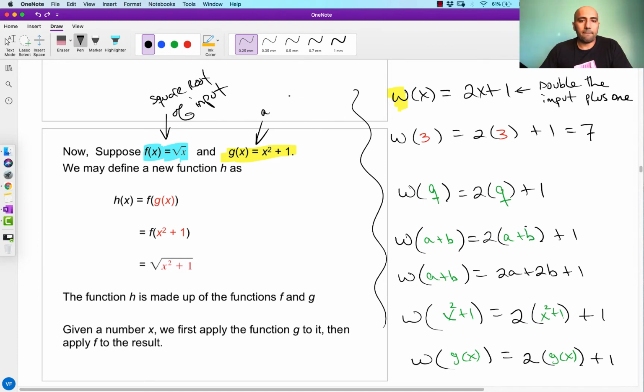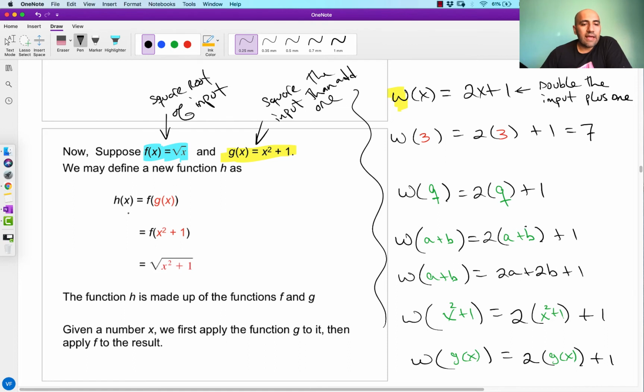Square the input, then add 1, right? That's this set of instructions compared to this set of instructions.